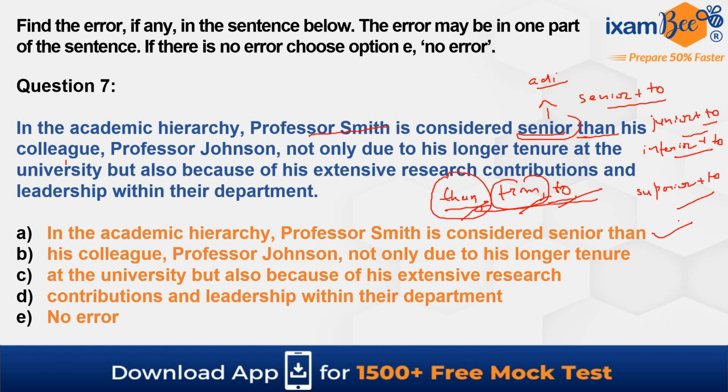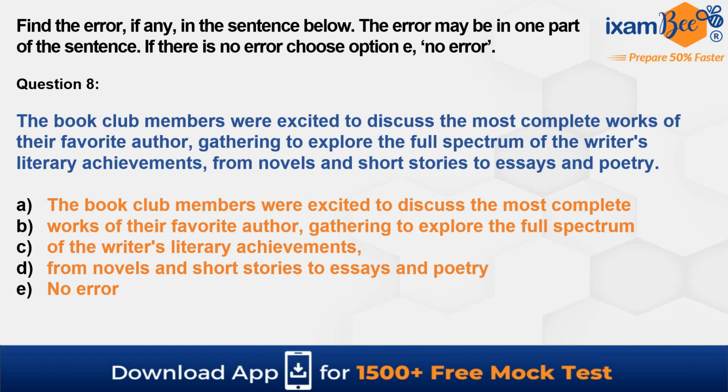So far you have learned 7 rules now. Let's move to the next rule. The book club members were excited to discuss the most complete works of their favorite author, gathering to explore the full spectrum of the writer's literary achievements, from novels and short stories to essays and poetry. So the book club members were excited to discuss the most complete works. Here we are using an adjective, complete. Now, what kind of adjective is complete, right?